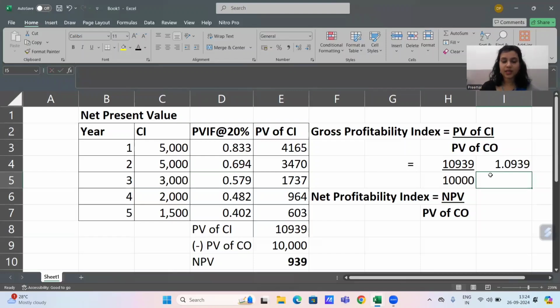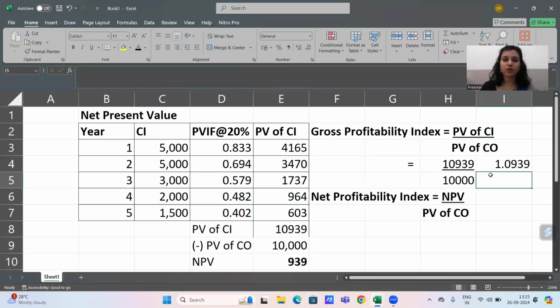What is the rule? If you're comparing between two or more projects, whichever project has the higher profitability index, that project should be chosen. Now, in case there is only one project, then choose a project which has a gross profitability index of more than 1. If it is less than 1, you have to reject this particular project.